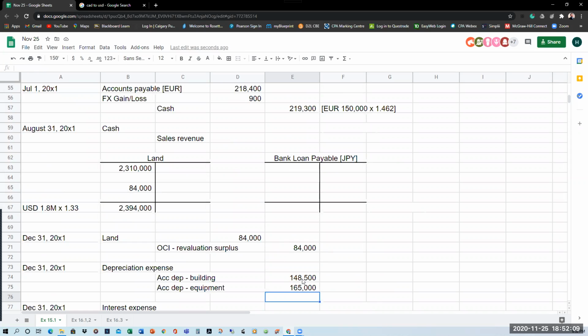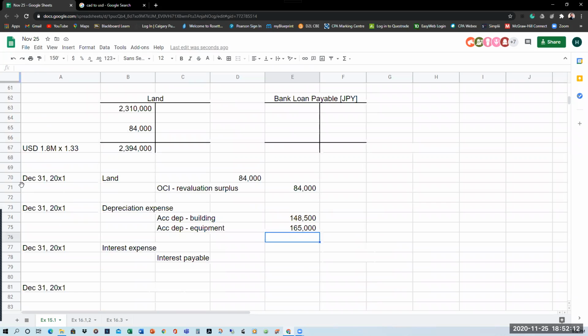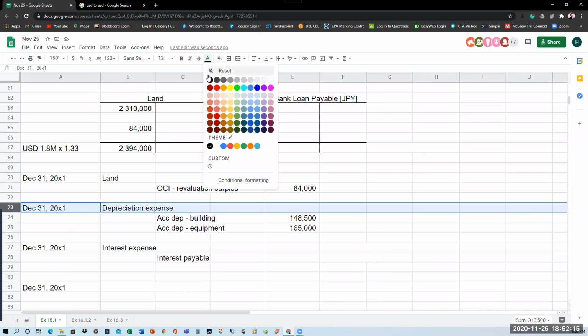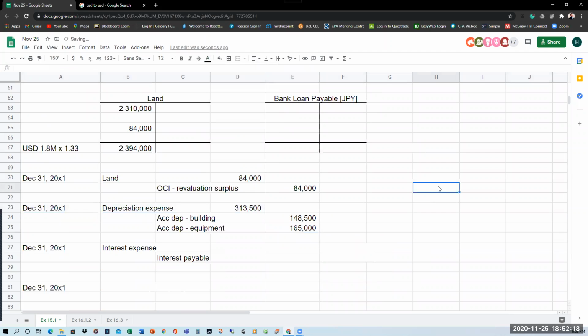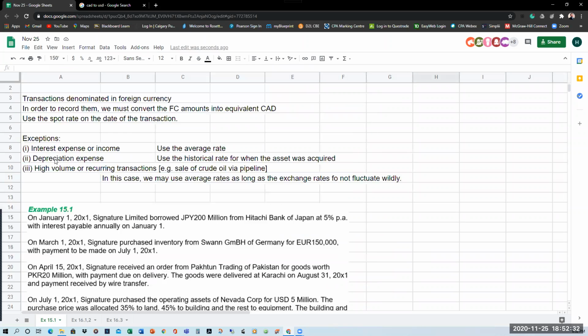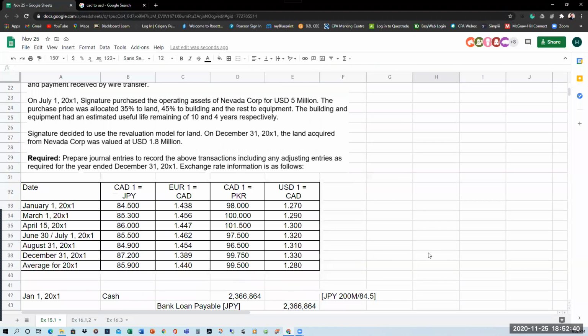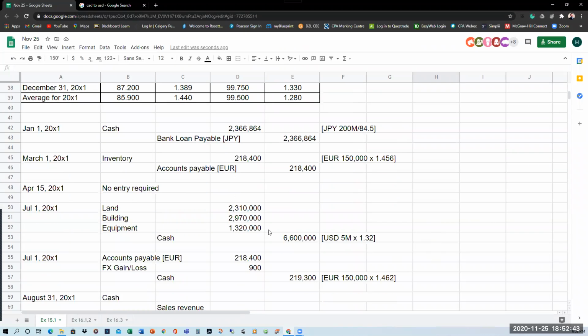The combined amount, 148,500 and the 165,000, is the total depreciation expense. This we could very well have shown as two separate journal entries. So depreciation is always calculated on historical cost. That's what I mentioned up here. When you're calculating depreciation, you will basically be using the historical rate, which means just use the original cost that you recorded the asset at. This is the cost amount that we recorded the asset at. That's the cost that should be depreciated.